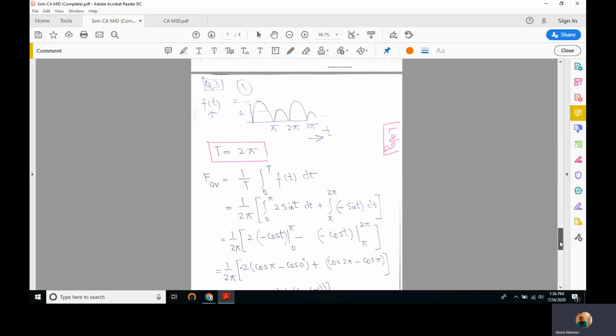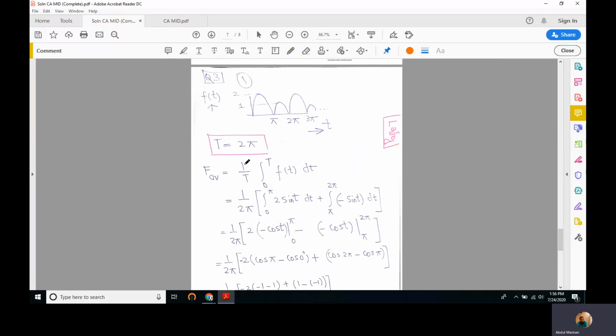To compute the average value of a signal f of t, we divide by the time period and integrate over the whole time period, and if required we break this integral into more than one part. So here in this case it is 2 sine of t from 0 to pi, and minus sine of t from pi to 2 pi, because this is the part of this voltage.